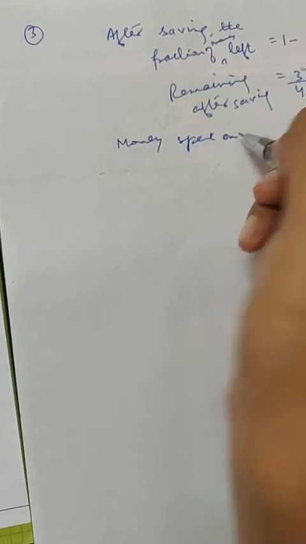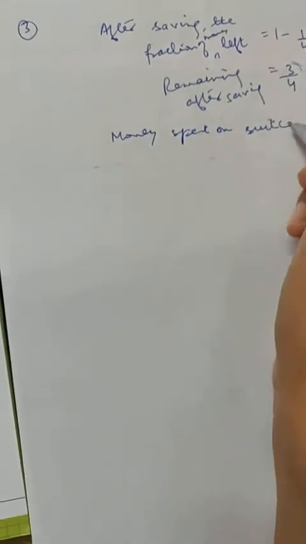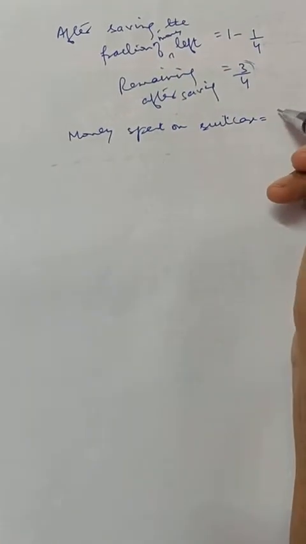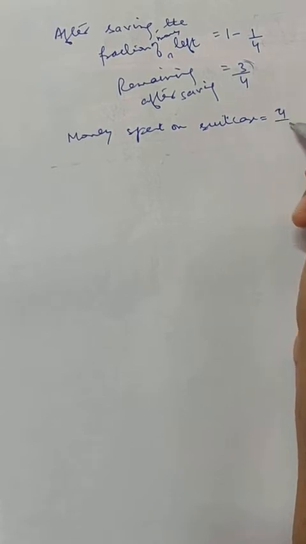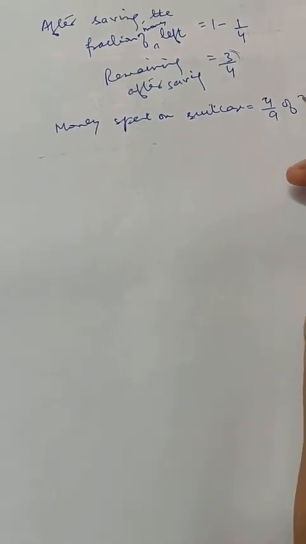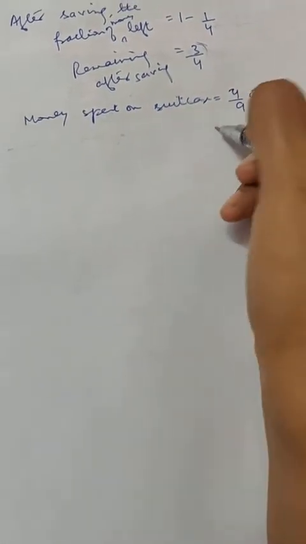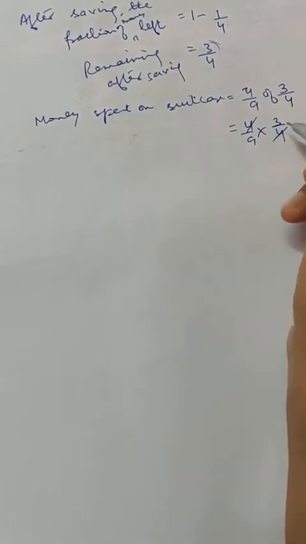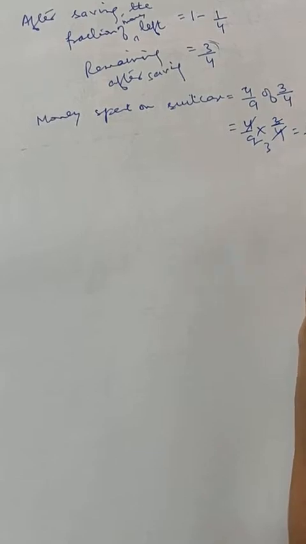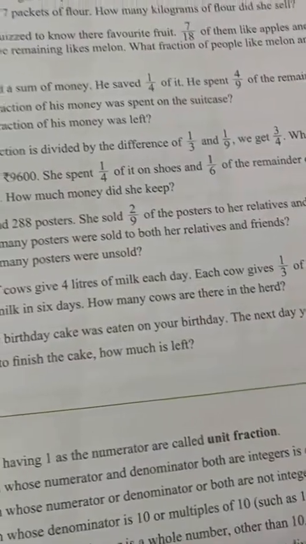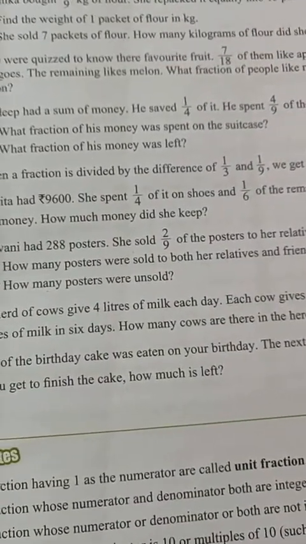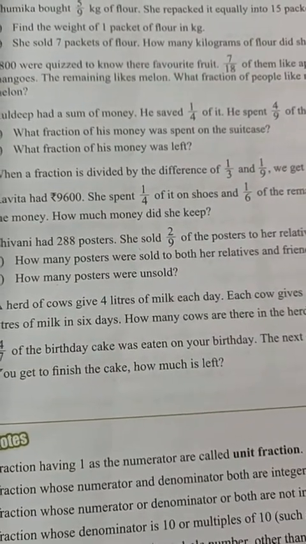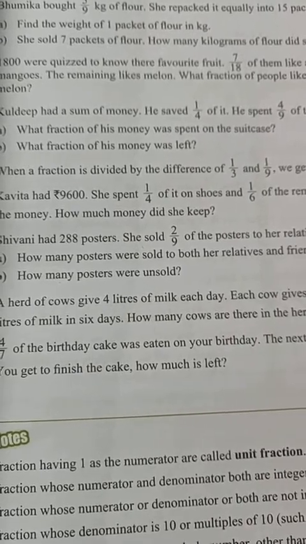spent on suitcase. They are saying that 4/9 of the remaining, which was 3/4. So you can write 4/9 into 3/4, and you will get 1/3. So 1/3 of the money he spent on suitcase. That's also your first part. 1/3 of the money was spent on suitcase.